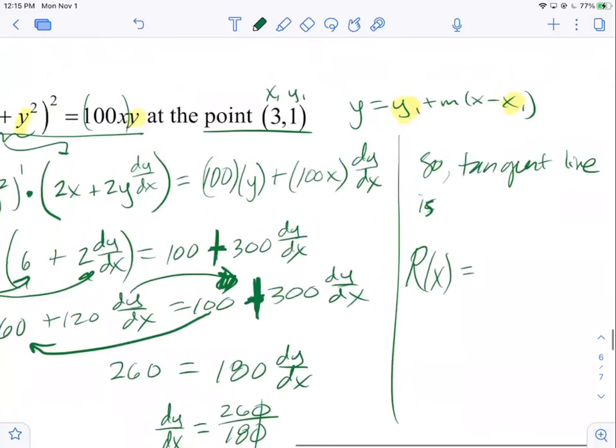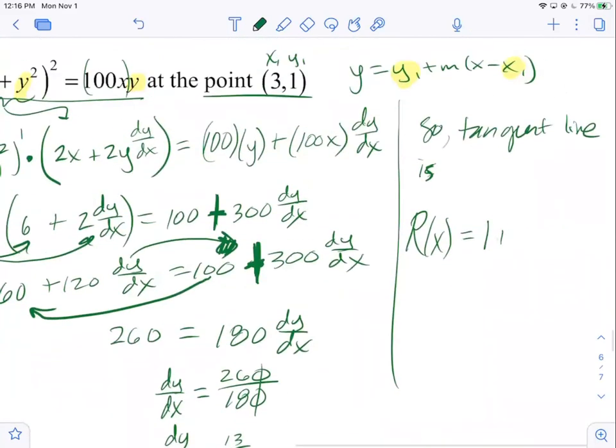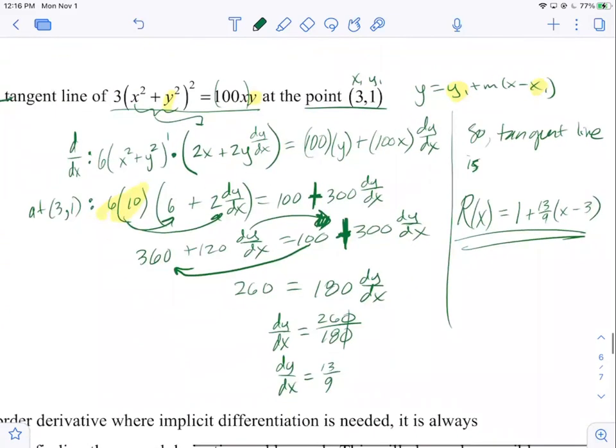Do you? Yes, well, the y value is 1. Oh, okay. Plus 13/9 times x minus 3. Okay, so going back to my careless mistake, I would get credit for the derivative, probably 2 checks for the derivative, 2 checks for implicit differentiation instead of 1, right?